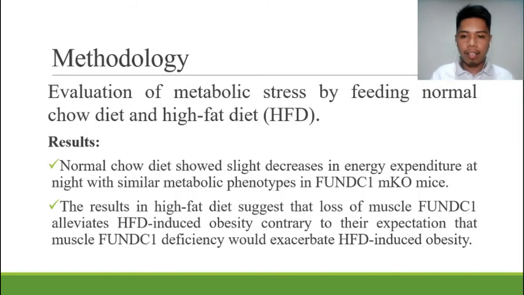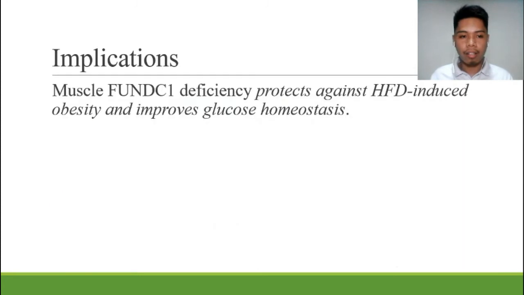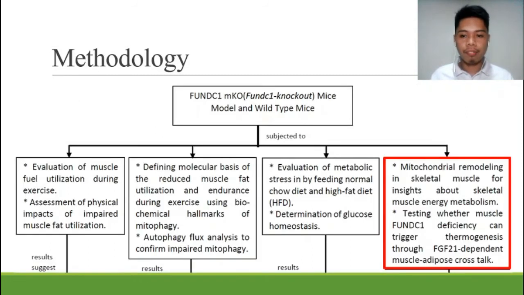This time, the researchers highlighted that deficiency of FANC1 is actually optimal to metabolic homeostasis, unlike the total removal of FANC1. So the determination of glucose homeostasis also suggests that lower glucose and insulin levels impose sensitivity to insulin. So taking these all together, muscle FANC1 deficiency actually protects against HFD-induced obesity and improves glucose homeostasis, unlike the total removal of it from the muscle. So let's proceed to the third part.